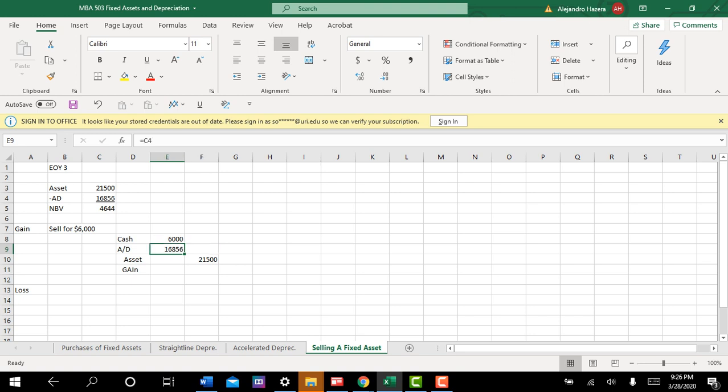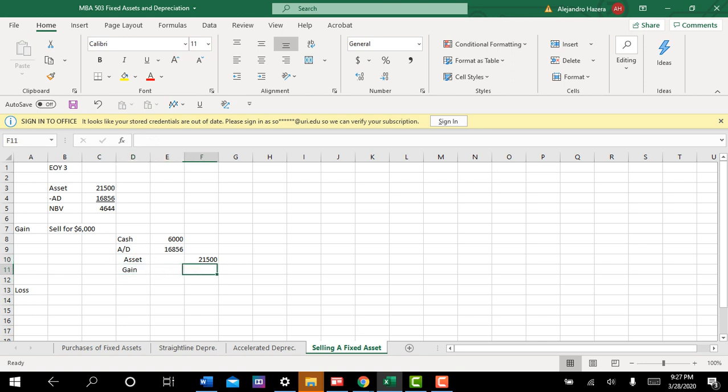So after you made the debit to accumulated depreciation and credit to the asset account, the amounts in those accounts would be 0, assuming you didn't have anything else in there. And then the gain, I will do this correctly here.